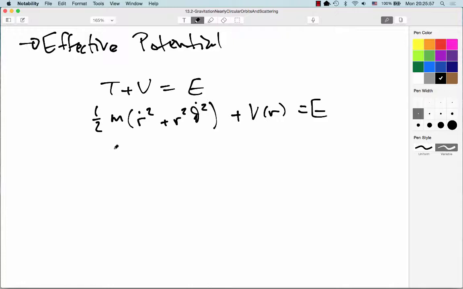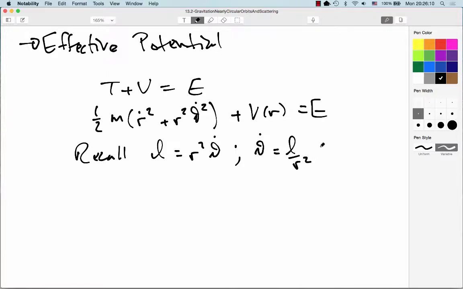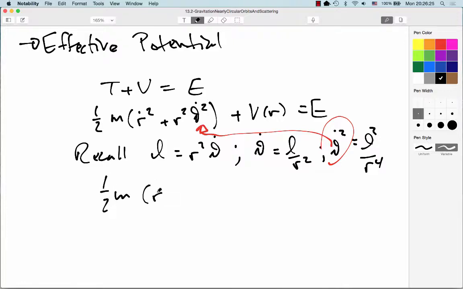That's the angular momentum over the mass, L, that equals r squared theta dot. So I rewrite theta dot as being L over r squared. So our theta dot squared is L squared over r to the 4. If I stick that in there, I get 1/2 m r dot squared plus L squared over r squared, plus our V of r equals E.